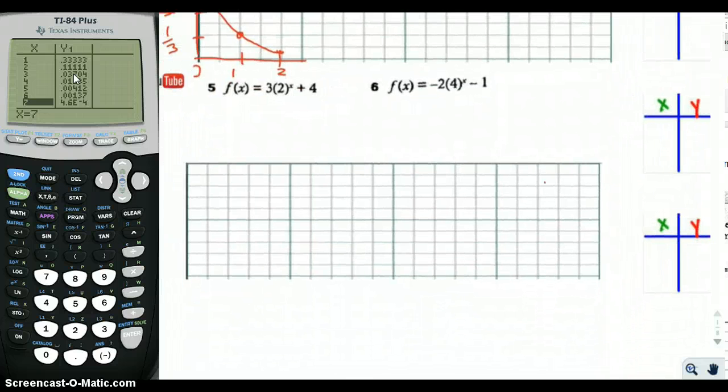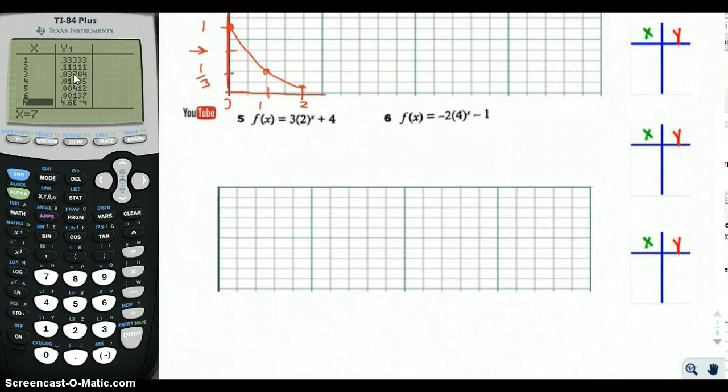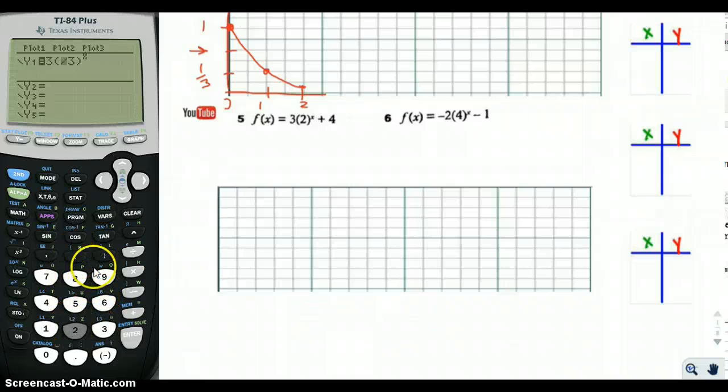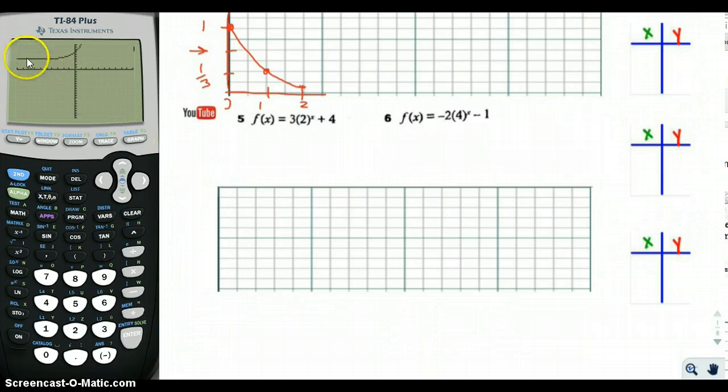Now the last one on this page. These are not that hard, right? Especially with the calculator, it really makes life easier. So we're going to put 3 times 2 to the x, and then we'll put plus 4. And then we'll delete that. Okay? We don't even have to graph it, but we can graph it. Ooh, that's kind of weird. It stays kind of straight here and then it goes up. Okay, so let's see what that looks like on the table.